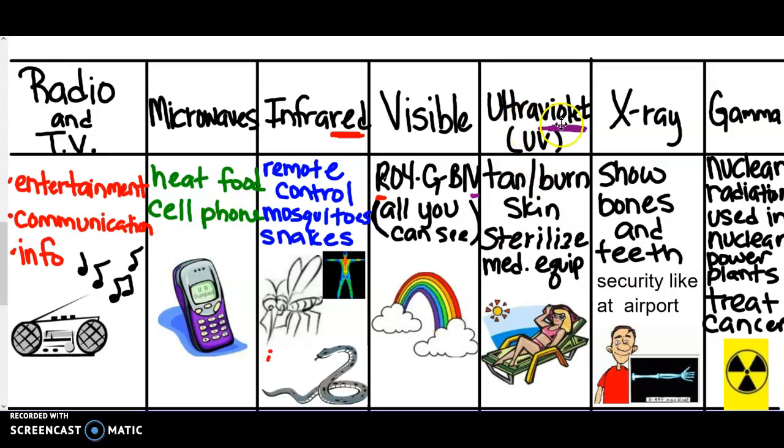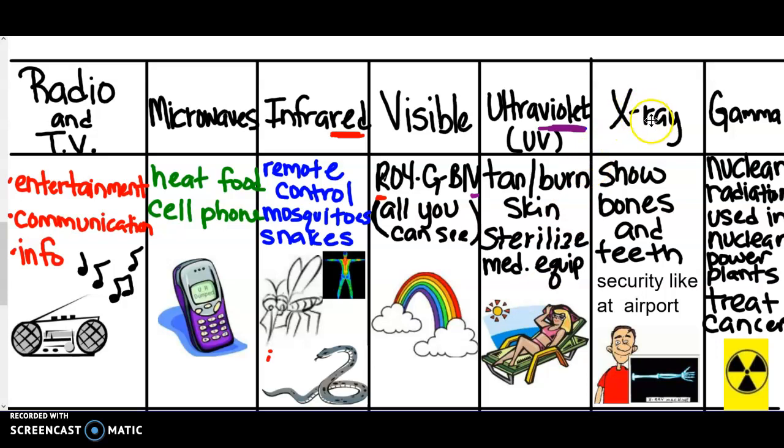Next, we have ultraviolet. Underline or highlight the word violet in purple. It is not a coincidence that infrared is on one side of visible and ultraviolet is on the other. And Roy G. Biv starts with red and ends with Biv, which is violet, purple. Ultraviolet will tan or burn skin. It's also used to sterilize medical equipment. So I have a picture of a person tanning in the sun. You could just draw a picture of the sun if you wanted to. UV rays come from the sun.